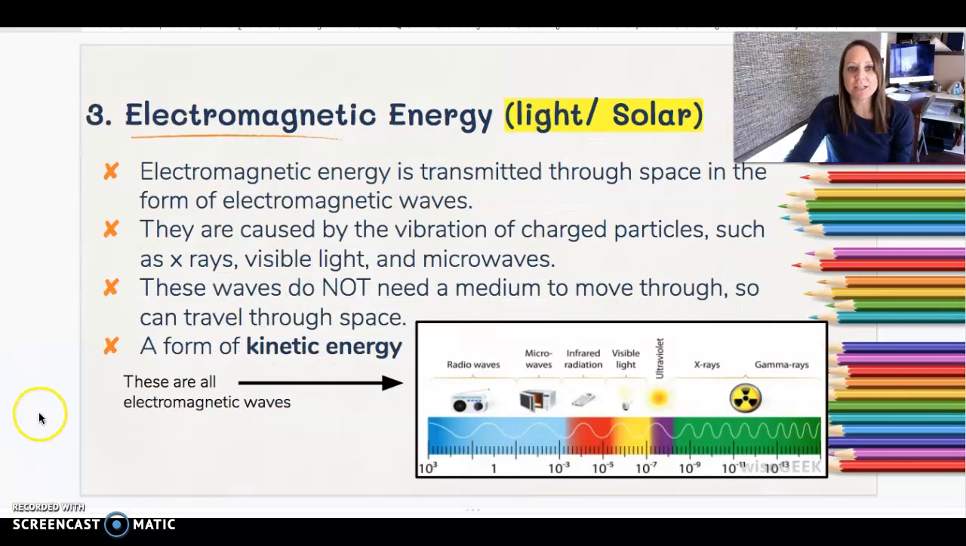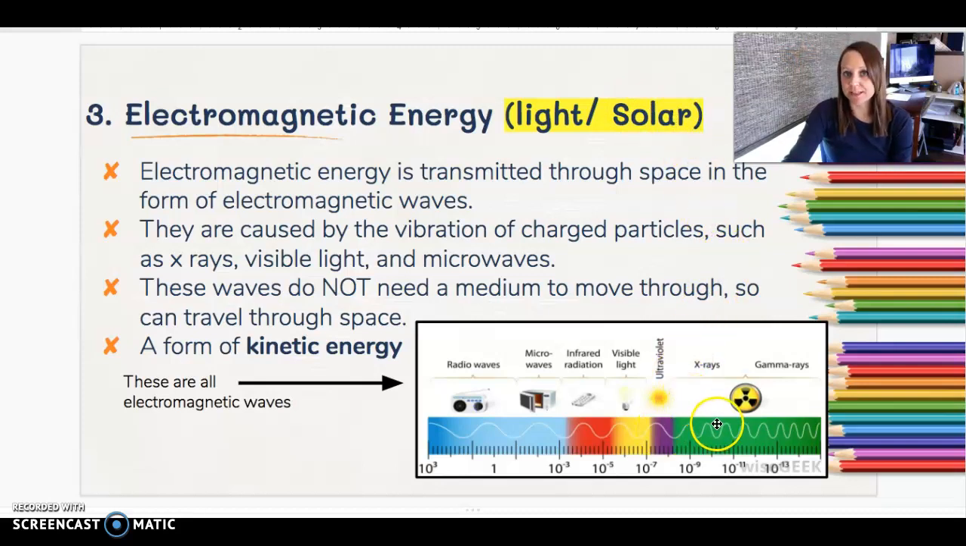The third type is electromagnetic energy, and electromagnetic energy is also passed in the form of waves. Electromagnetic energy comes in many different forms, and we can look at this. It's called the electromagnetic spectrum. The two main ones that we're going to look at are visible light, so light we can see, and also ultraviolet light from the sun. And so we would say that light and solar energy are both forms of electromagnetic energy.